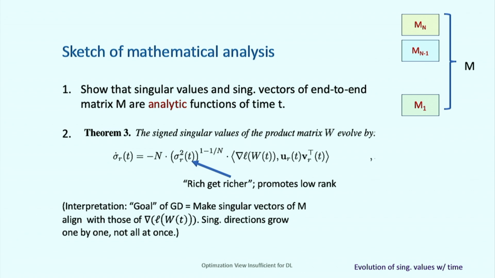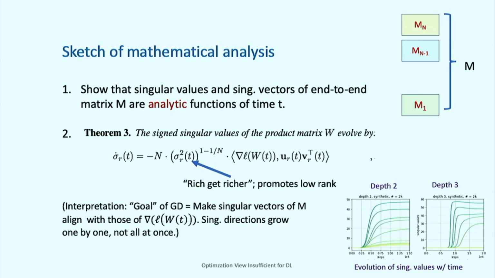And the interpretation is that the goal of the gradient descent is to make singular vectors of M align with those of the loss, and the singular directions grow one by one, not all at once. And indeed, in the experiments, you see that there's a big difference between depth 2 and 3. The depth 2 sort of grows all the singular directions roughly together, but depth 3 shoots up singular directions one by one. So it's doing a very different thing. And the math is suggesting that.